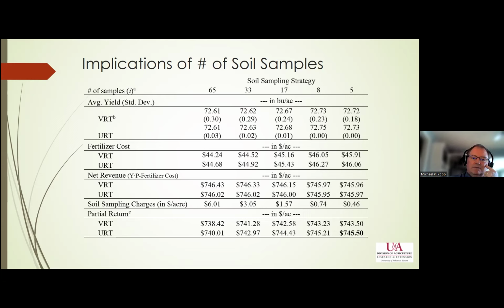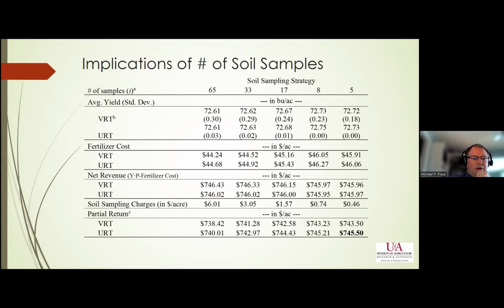That is very small. And if you looked at that field, you wouldn't be able to tell a difference between whether you sampled 5 or 65 times, at least in my opinion. With the VRT and the same thing for the URT. And the URT yields relative to the VRT yields look nearly identical. And with the URT rate, we actually get a lesser spatial standard deviation across yields, across the grids in the field.